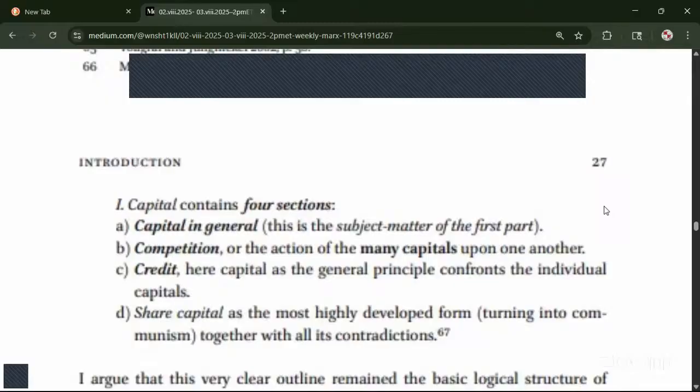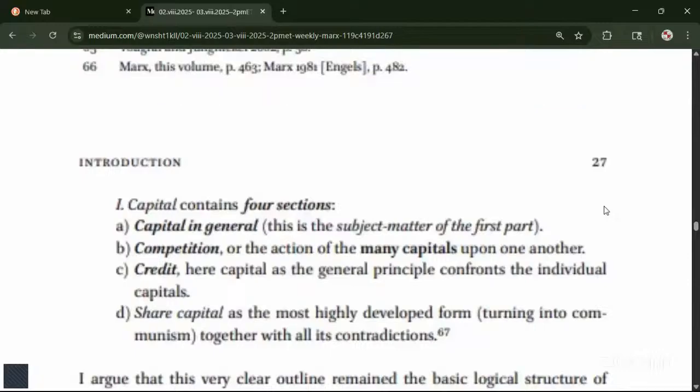Number 1, or Roman numeral 1, capital contains 4 sections. A, capital in general. This is the subject matter of the first part. B, competition, or the action of the many capitals upon one another. C, credit. Here, capital as the general principle confronts the individual capitals. And D, share capital as the most highly developed form, turning into communism together with all its contradictions.